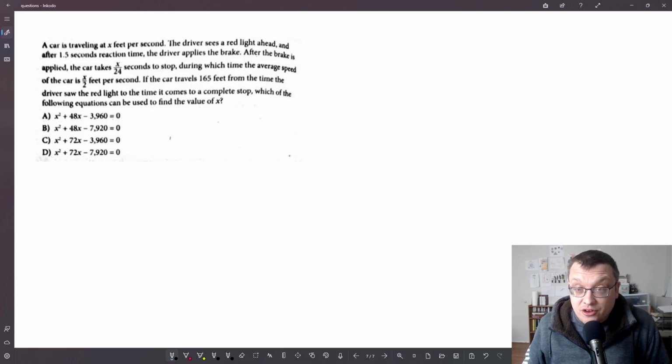If you haven't tried this on your own first, I very strongly recommend that you give it a shot before you watch the solution. Part of what makes this question so challenging is obviously it's a long word problem. There's a lot of information presented in the body of the problem itself that we need to organize.